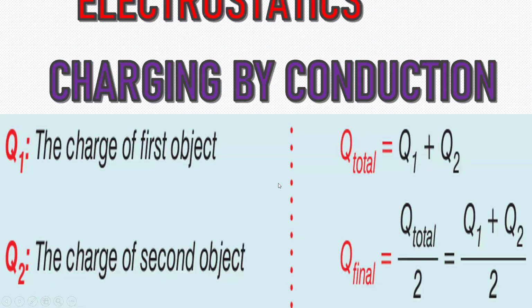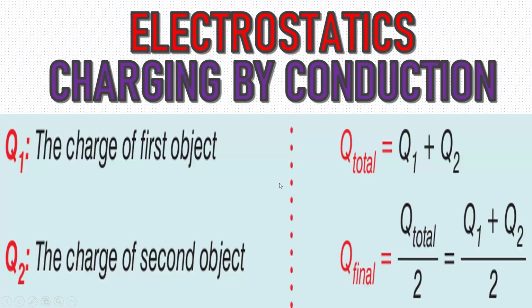Charging by conduction. We started with charging by friction, plastic rod and glass, please remember that. Then charging by polarization, the polarization process. Now charging by conduction. If you have two charged objects, object A with charge Q1 and object B with charge Q2, they come closer, touch each other, and then you separate them.